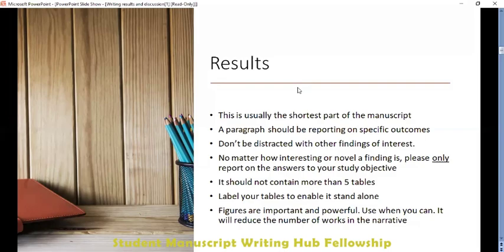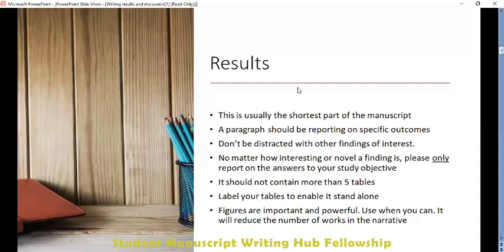Again, while we talk about writing in a concise way, the result is actually the shortest part of the writing, because in the result you're just stating your findings. You're not elaborating on it. You're just stating it the way it is. And each paragraph should speak to an outcome, like I've mentioned earlier.